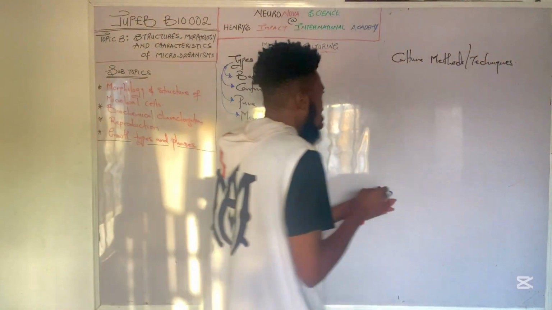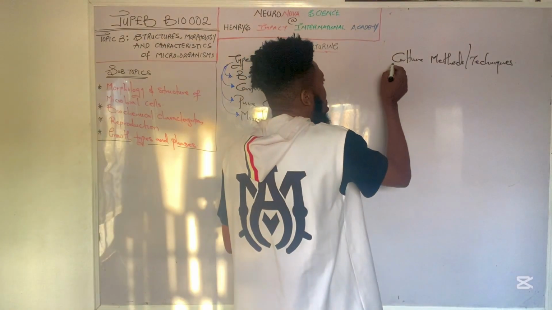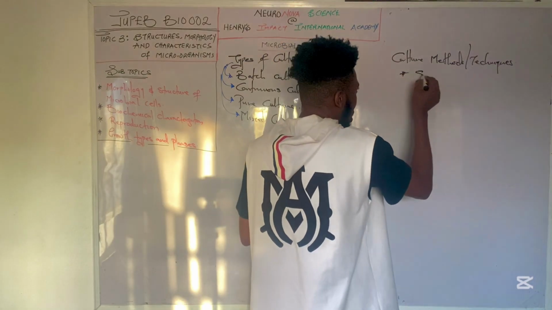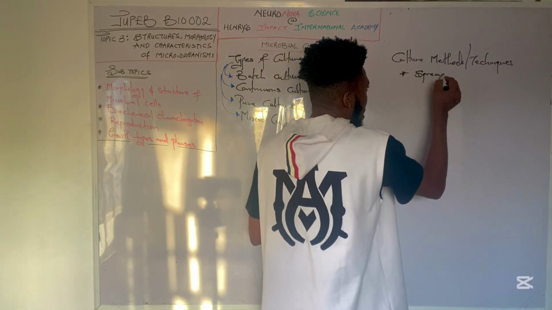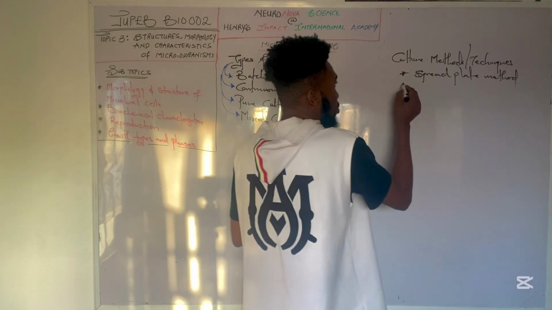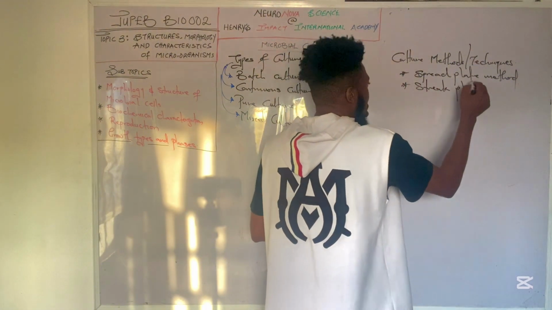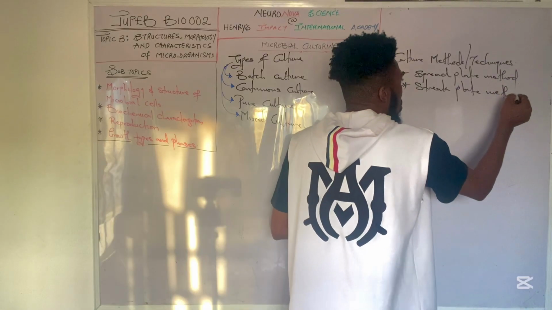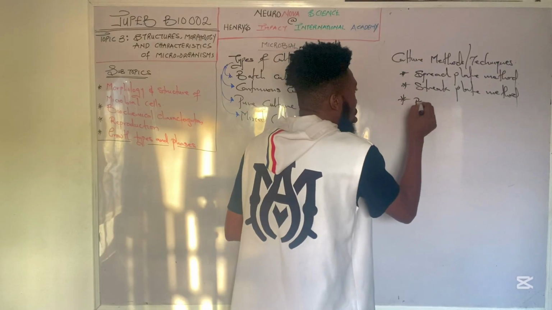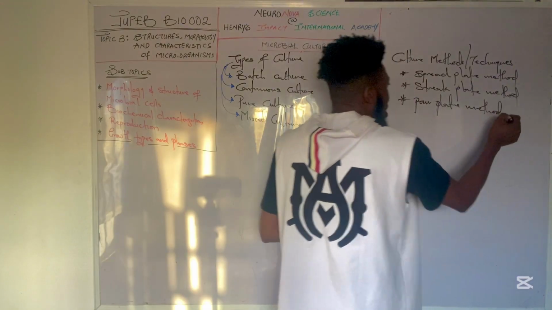And then when we come to culture methods, we are going to be looking at three major culture methods. We are going to be exploring the spread plate method. After talking about the spread plate method, we'll go down to explore the streak plate method. When we're done exploring the streak plate method, then we will look at the pour plate method.